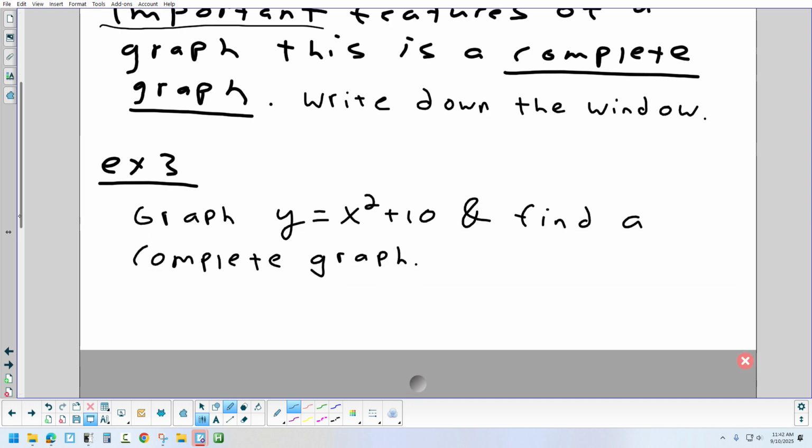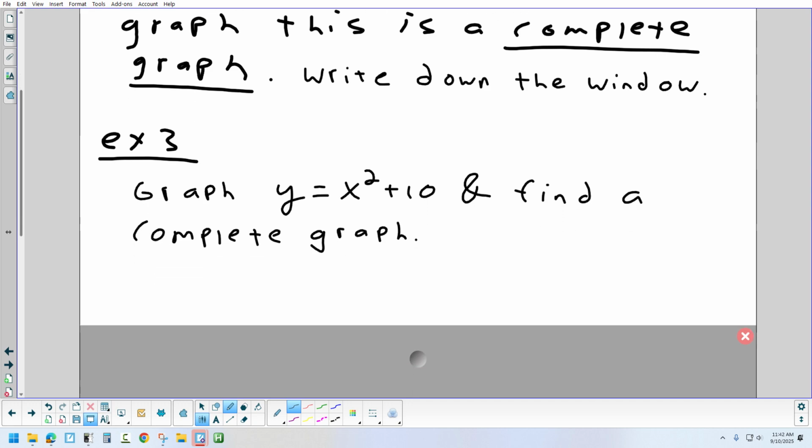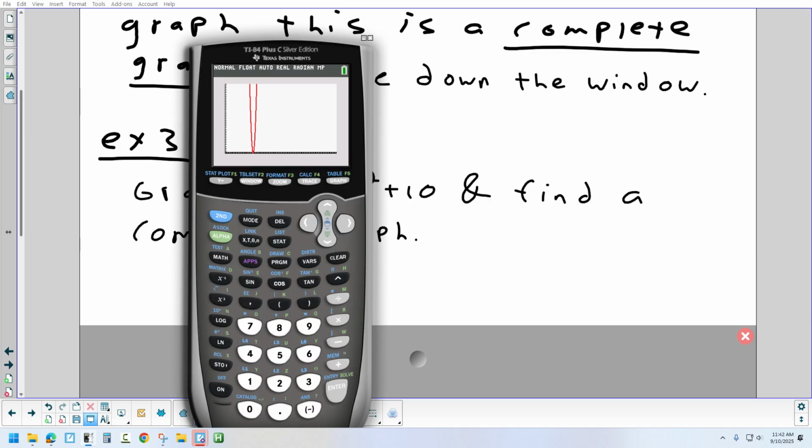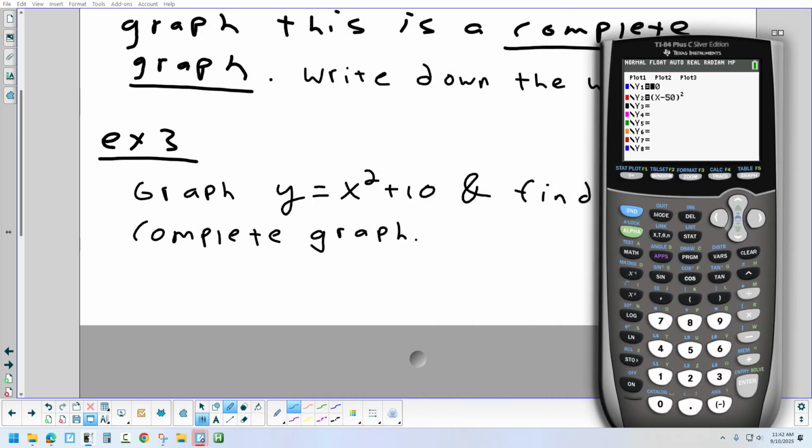So I think we did one like this yesterday, but let's try this. Let's graph y equals x squared plus 10. And I'm just going to use the window that I already have in here from the last problem. I think I changed mine a little. Your window is at 60 still. I think I changed mine to 40. But that's fine. You could just leave your window the way it was for the last problem. Type in x squared plus 10 and hit graph.